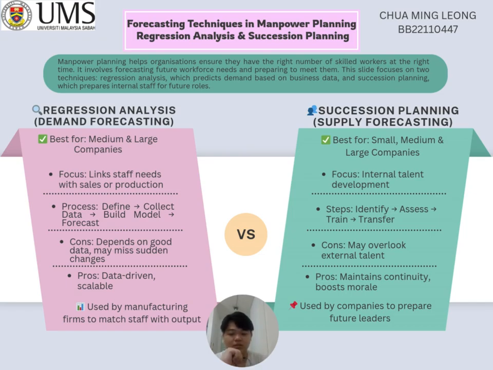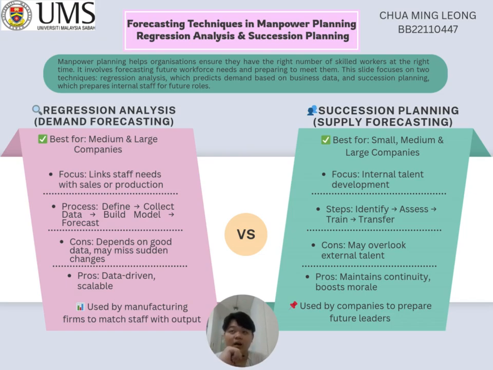The process involves identifying the important roles, finding strong internal candidates, giving them training or mentorship, and preparing them for promotion. This will help reduce disruption when someone leaves and boost staff motivation. However, it also needs regular updates and might ignore fresh ideas from outside the company, as it ignores external talent.